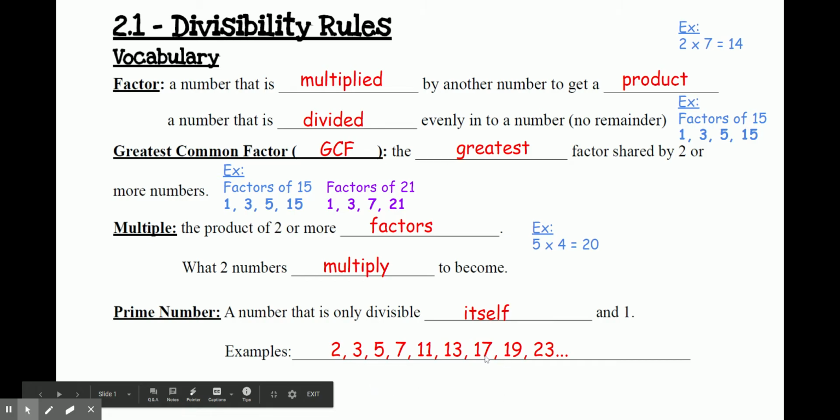If you take a look at 17, 17 can't be divided by 2 or 3 or 4 or 5 without turning into a decimal or fraction. So 17 would be a prime number. You can only divide it by 1 and itself evenly.